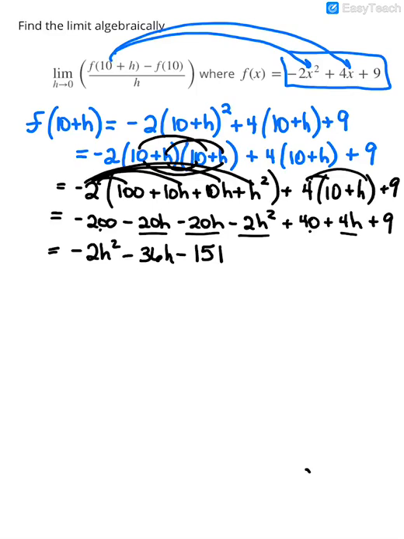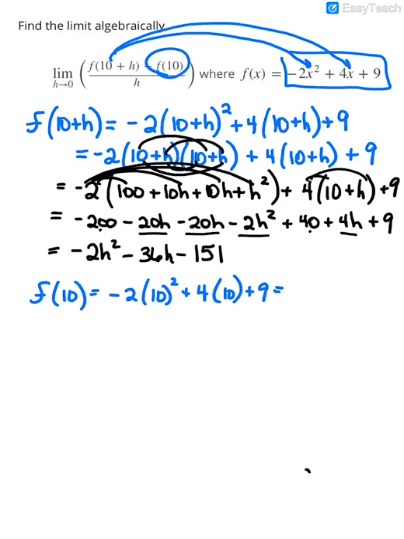So then I'm going to do the next part, which is the f of 10. So if I plug 10 in, I've got negative 2 times 10 squared plus 4 times 10 plus 9. So that would be negative 2 times 100 plus a 40 plus 9. So that would be negative 200 plus 49, and so that would leave me with a negative 151.